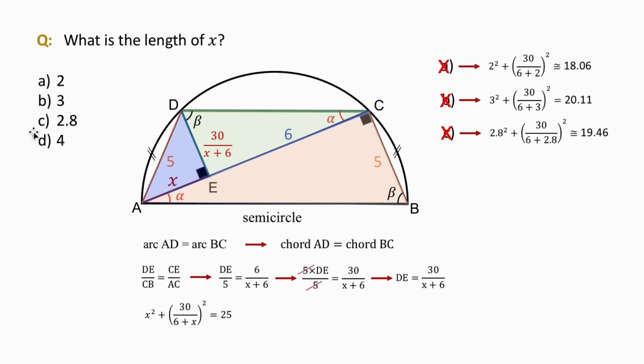Now we try 4 to be x. The left side of Pythagorean equation becomes 25, which satisfies the equation. So the correct answer is D, which means the length of x is 4.